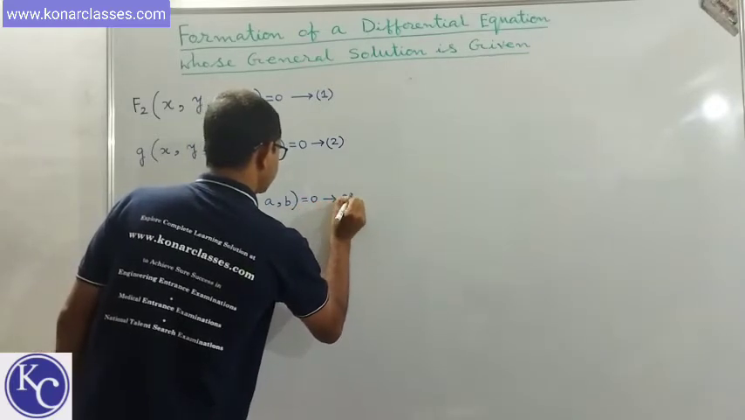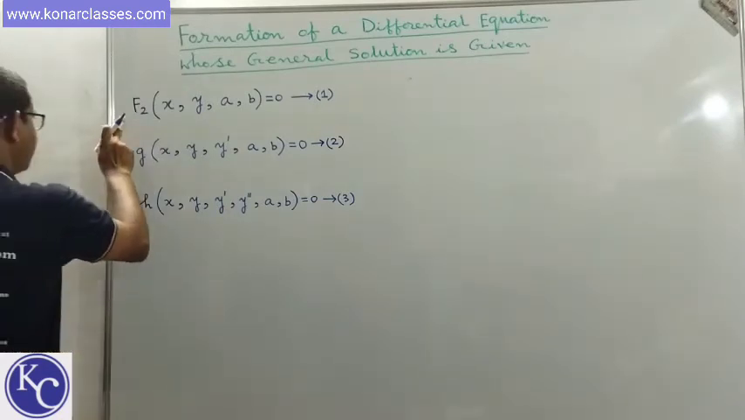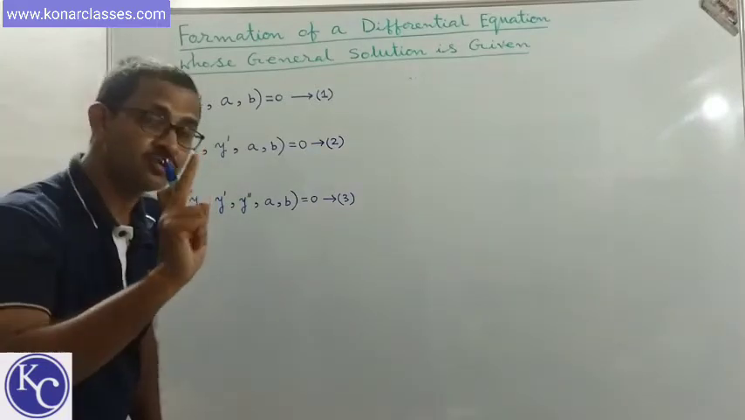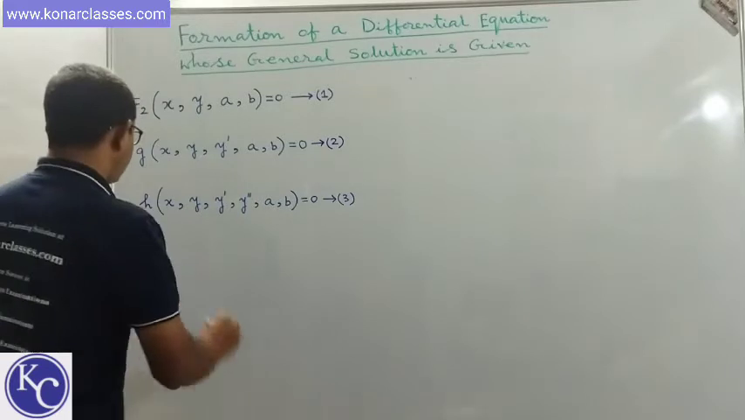And we give this equation as equation 3. Then, dear students, our task is to solve equation 1, equation 2 and equation 3 to remove those two arbitrary constants a and b. And as a result, what will we land up with?